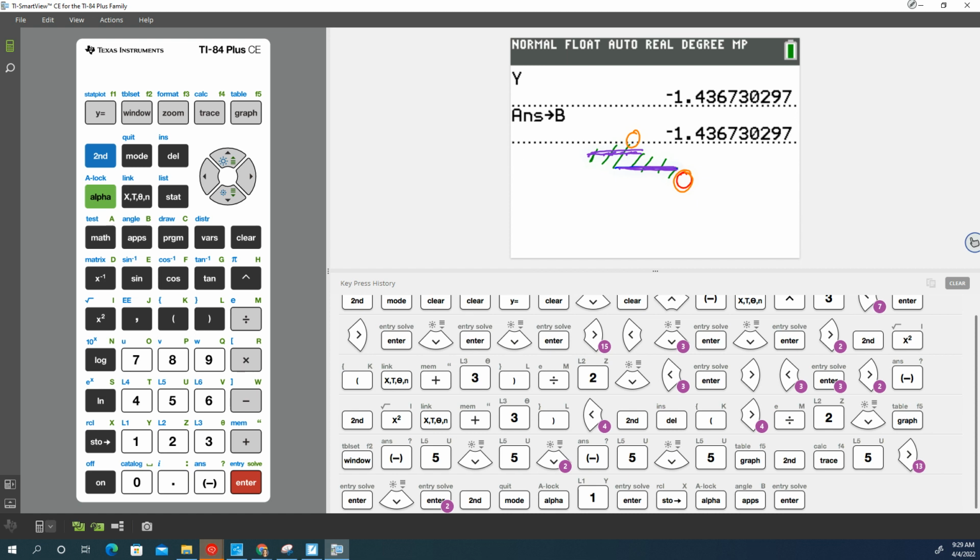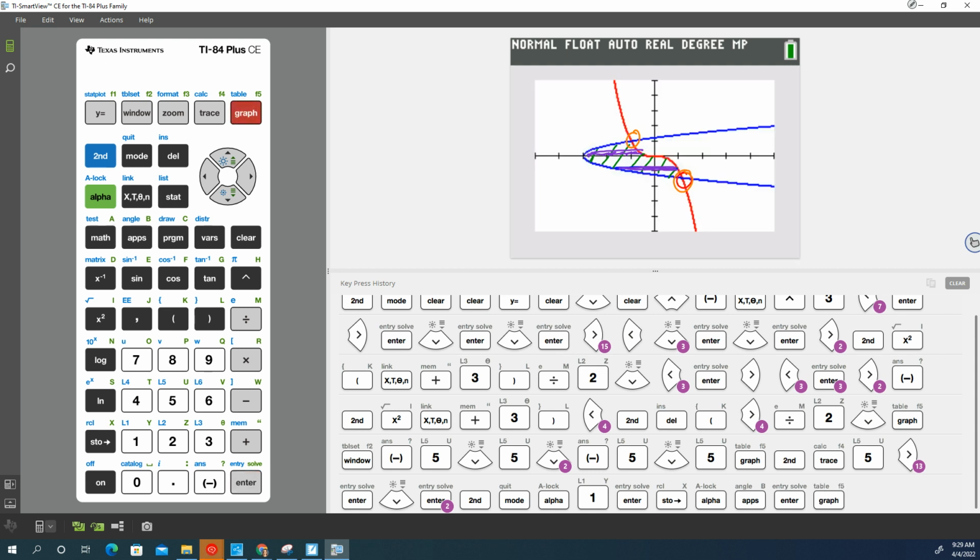How'd you get y up there? You just hit alpha y and then hit enter, and it should feed in that y value of the intersection point we found. Where's y? Right above 1, right next to 1. STO arrow. You keep getting 1? Yeah, then you're getting the top intersection point.